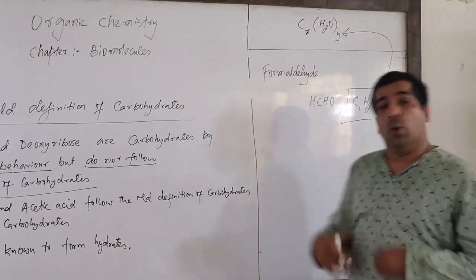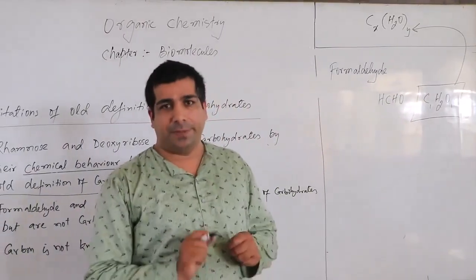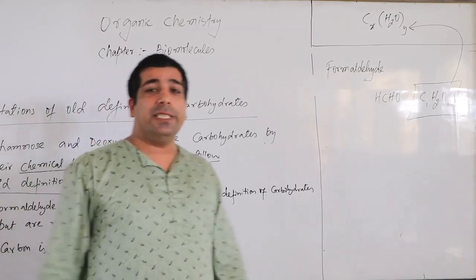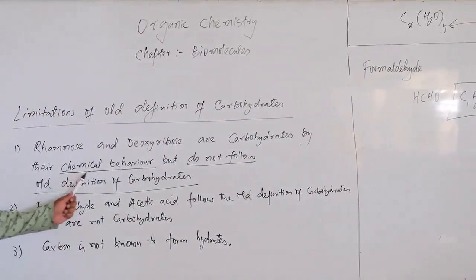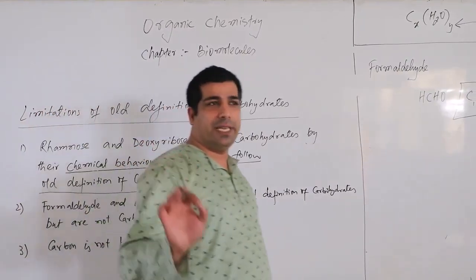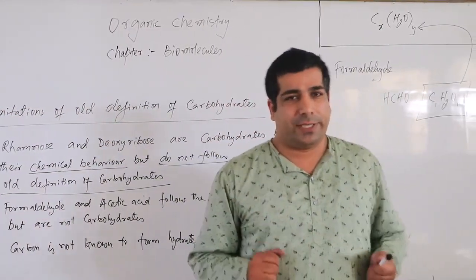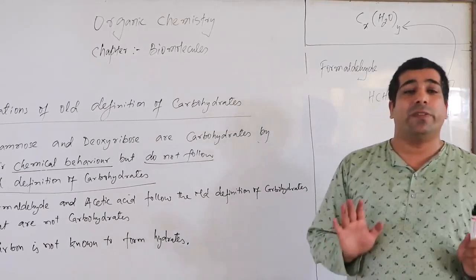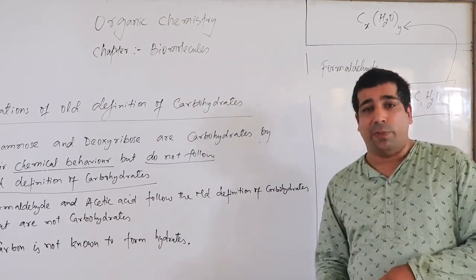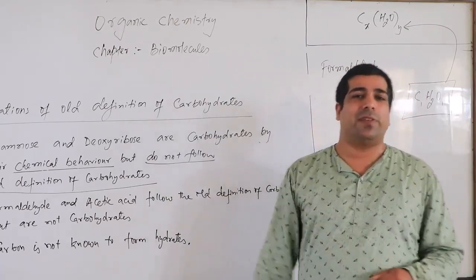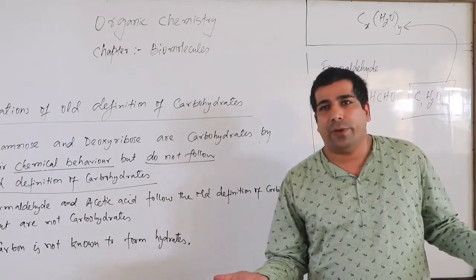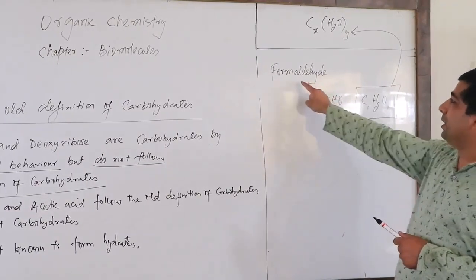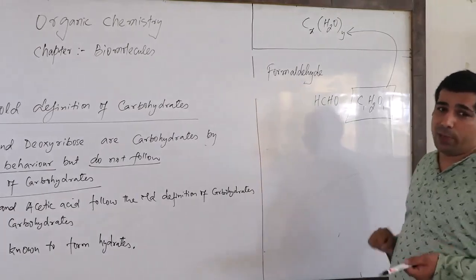Formaldehyde follows the old definition, so it should be a carbohydrate. But it's not a carbohydrate. Why? What is the reason? The reason is that the chemical behavior of formaldehyde is not similar to carbohydrates. Even though it follows the old definition of carbohydrates, its chemical behavior is different, so that's why it's not a carbohydrate. So this was the second limitation of the old definition, because the old definition tells us formaldehyde is a carbohydrate, but it's not.